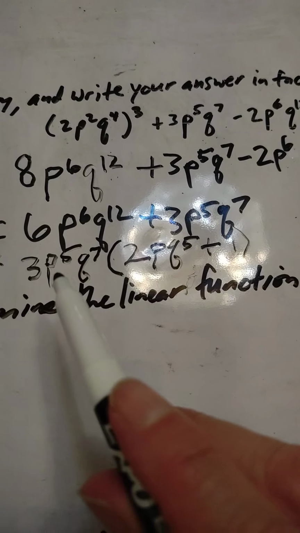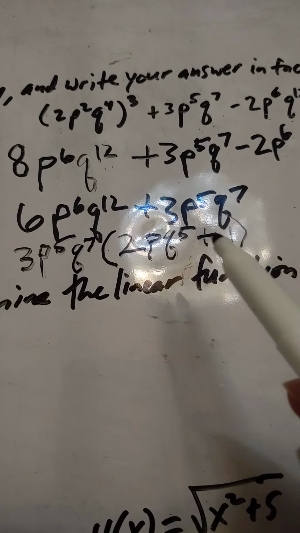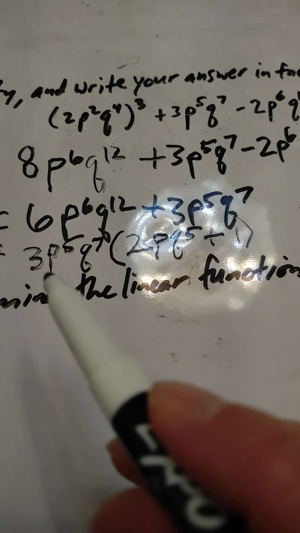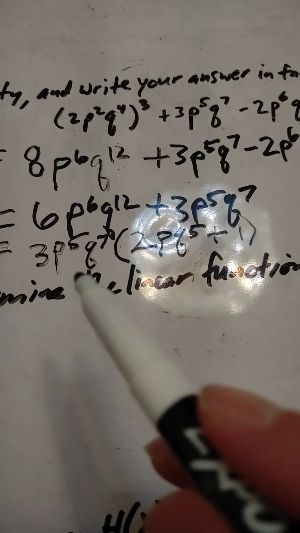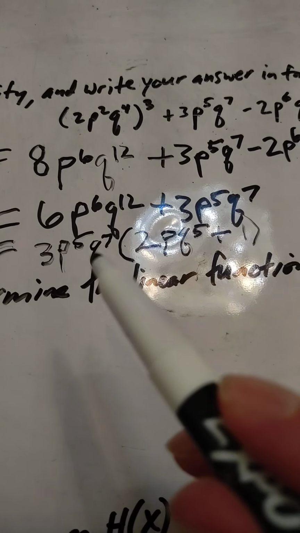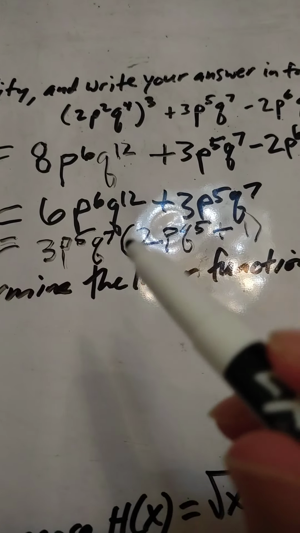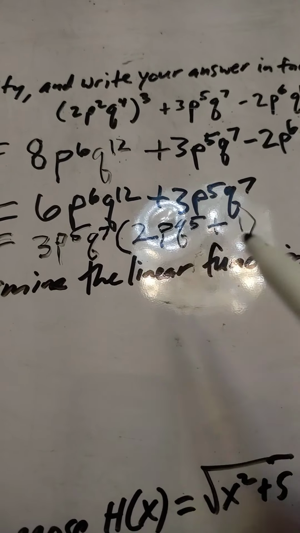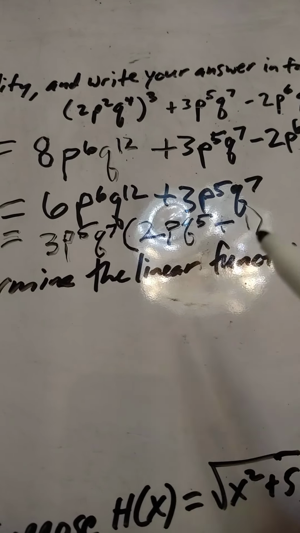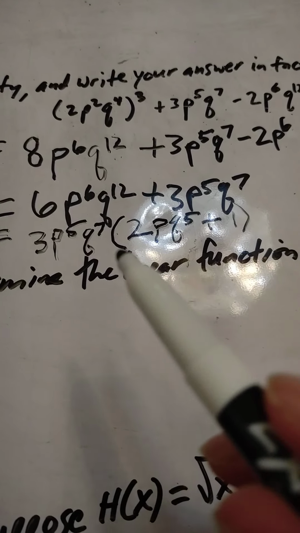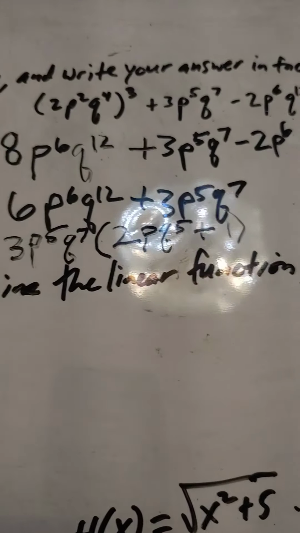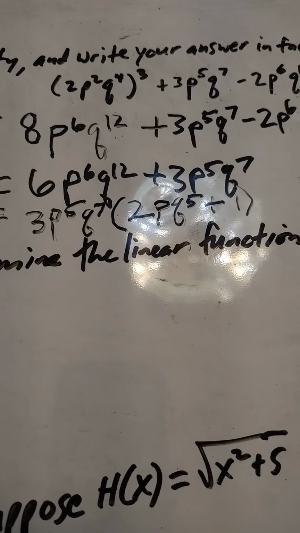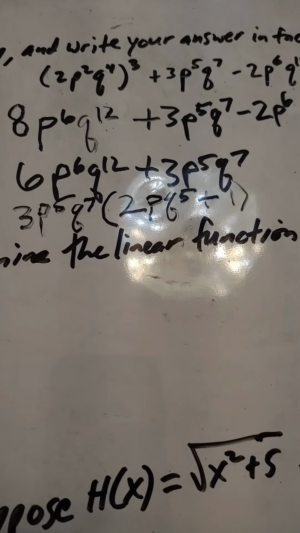Because isn't 3p to the 5th q to the 7th times this 1 going to be exactly that? Yes. So this is my final answer. It's in factored form. Everything is multiplied. So it's 3p to the 5th q to the 7th as my first factor, even though it's really 3 factors there, times, and then in the parentheses, this is my second factor. So these two terms are in parentheses, so this whole thing becomes a factor. So that's my final answer right there: 3p to the 5th q to the 7th times 2p q to the 5th plus 1.